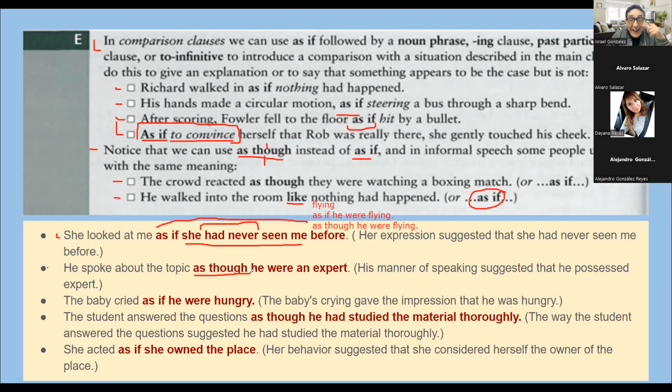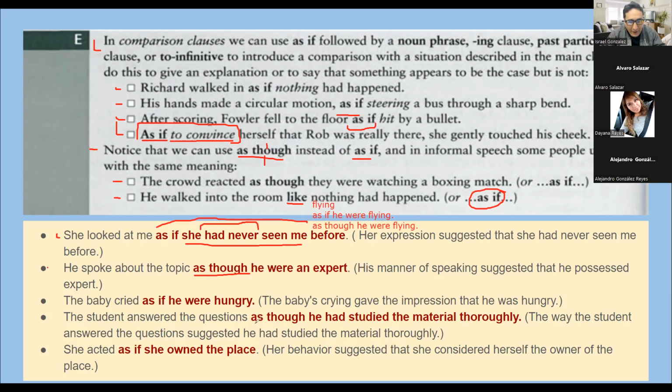He spoke about the topic as though he were an expert, as if he were. But you know that he was not an expert, but that day, something shined. In the case of the baby, you know that the baby was not hungry because you have just fed the baby with some milk. So you know that he was not hungry, but the baby was crying as if he were hungry. As though he were hungry, also possible. More formal, but also possible.